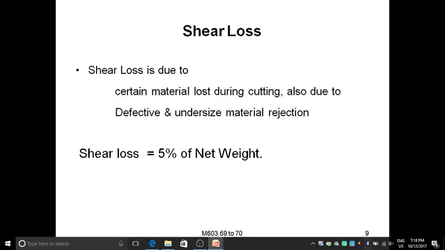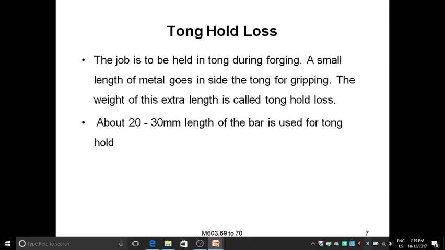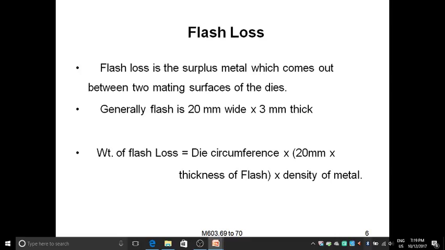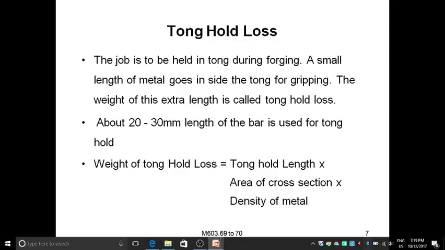Now just remember that you have shear loss, then sprue loss, then stronghold loss, flash loss, and then scale losses. These are very important losses that need to be considered in forging operation. So let us come back to the examples.